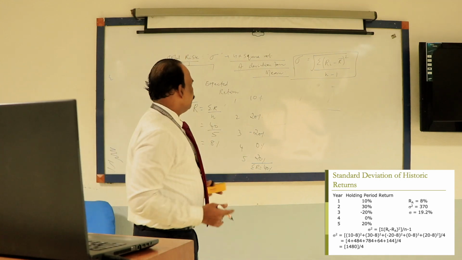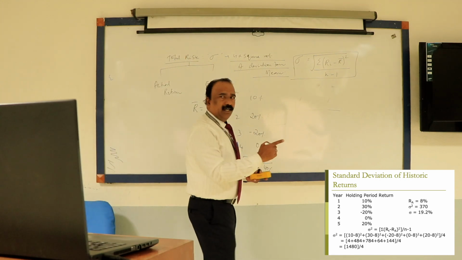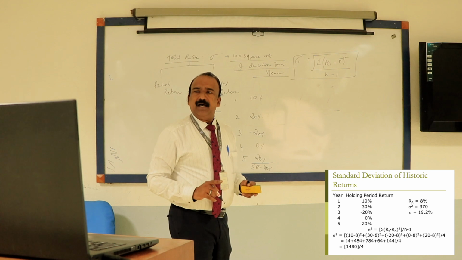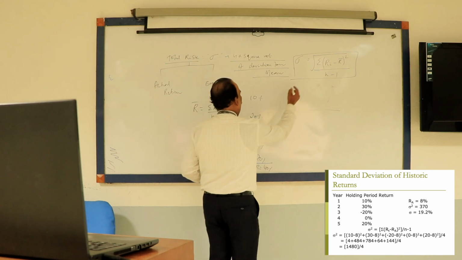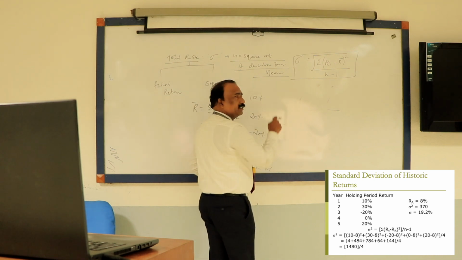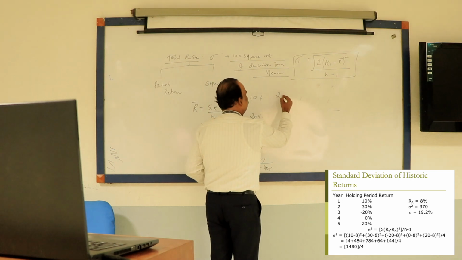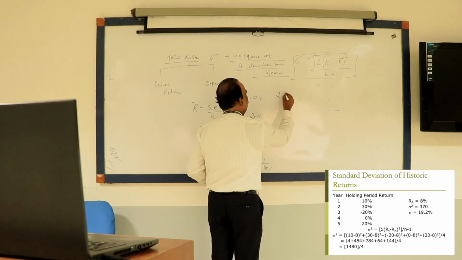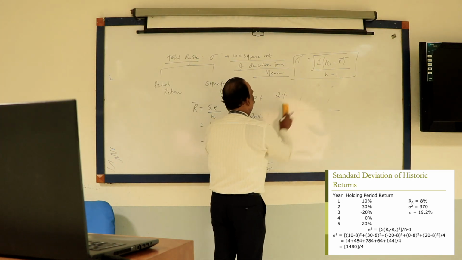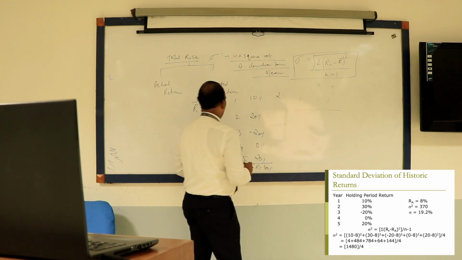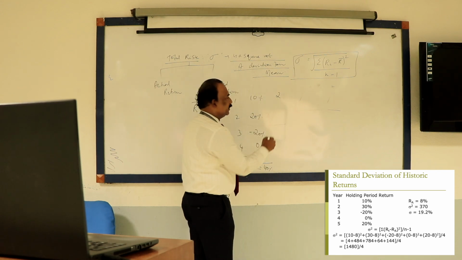Then the second step: subtract average return from the return. That is 10 minus 8, 2%. You need not write 2%, just 2. Then 20 minus 8, 12.